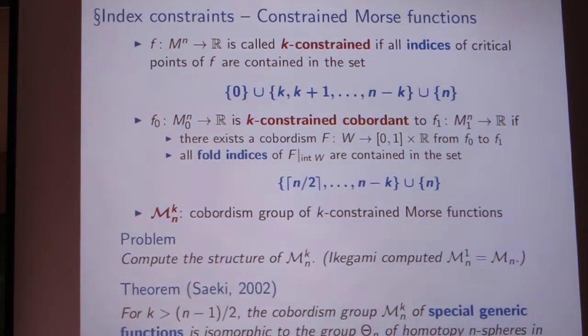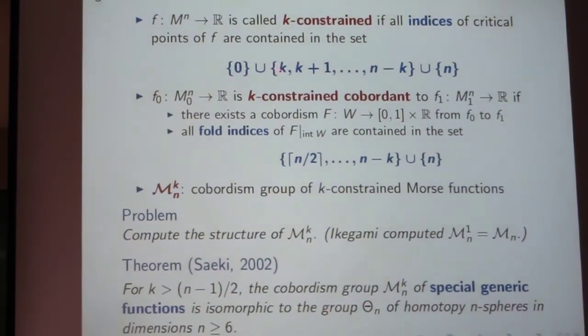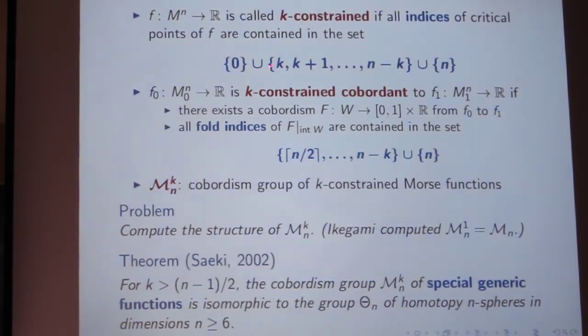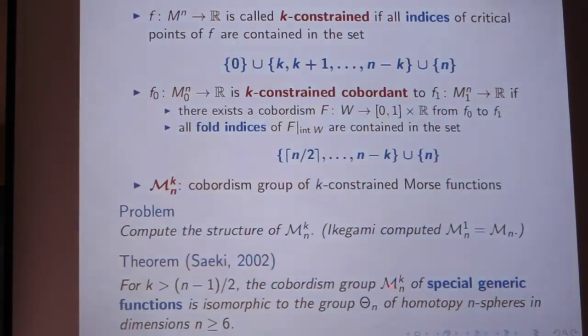And in fact, there is another theorem due to Saeki from the beginning of the 2000s, and he showed that when k is big enough, I mean this just means that you forbid all the indefinite indices here, then the resulting cobordism group, which is now called the cobordism group of special generic functions, because Morse functions without any indefinite critical points will be called special generic functions, turns out to be isomorphic to the group of homotopy n-spheres, at least when the dimension is at least 6. So in that way, you can detect exotic spheres.